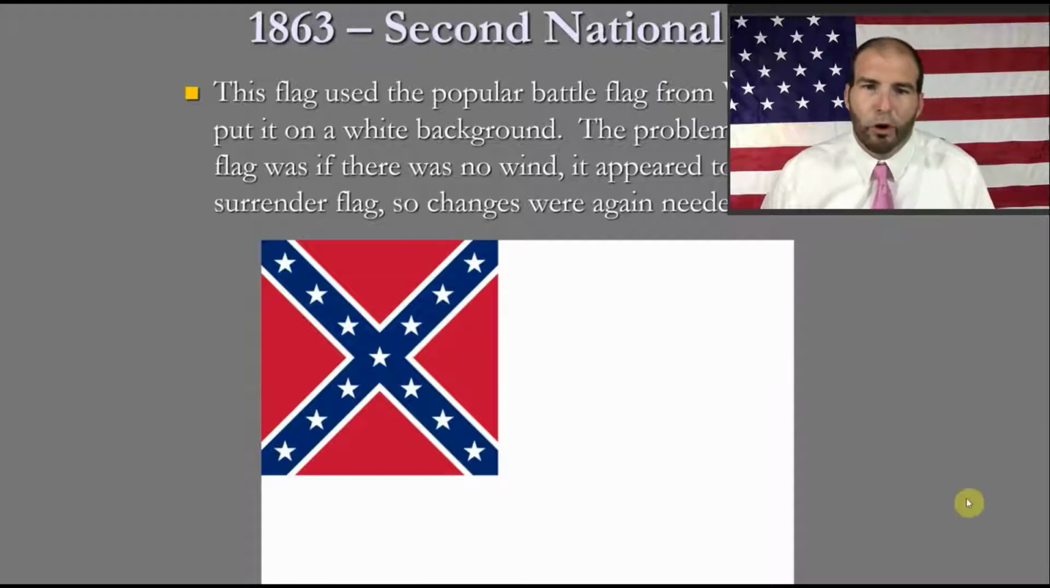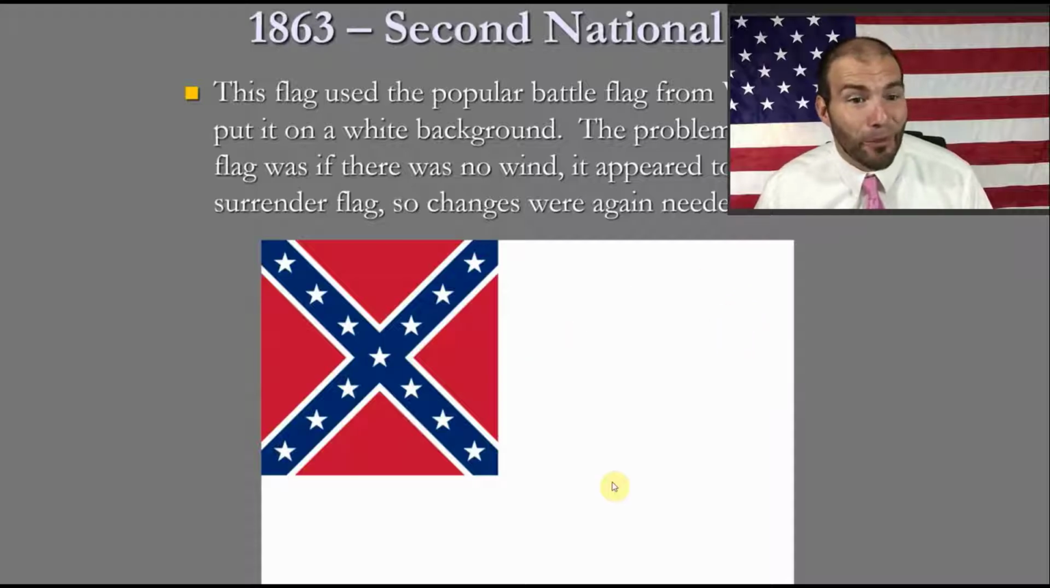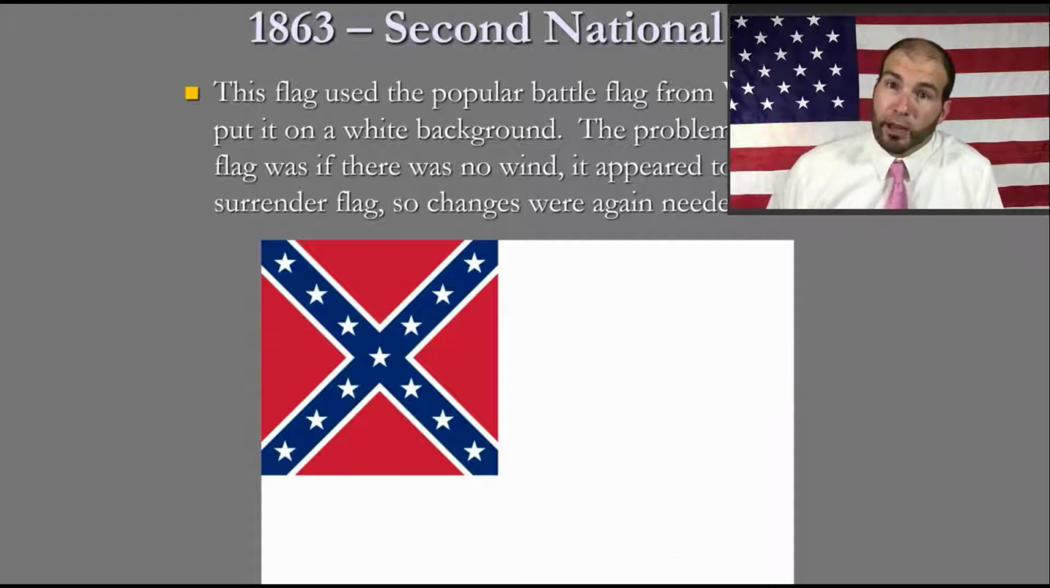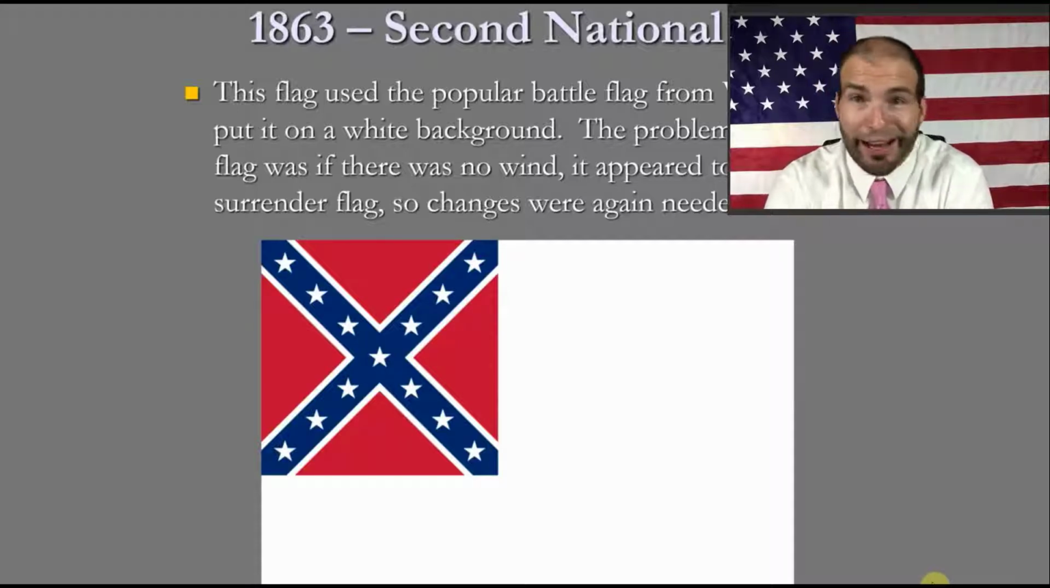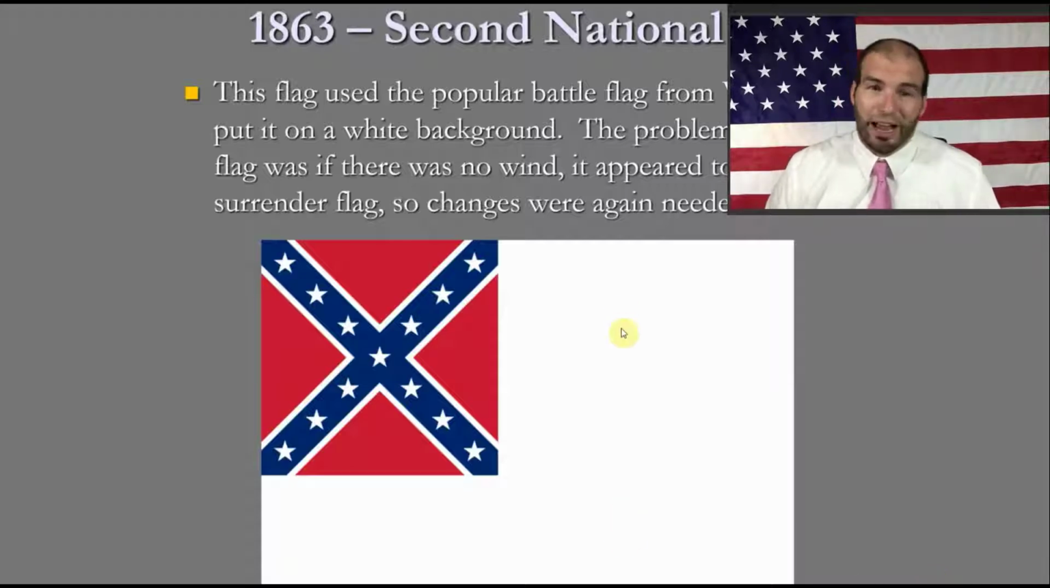So when they wanted to make a new national flag, it's not surprising that they decided to use that symbol so that you could see it from a distance on a white background to separate it from the battle flag. However, when you take a big old white flag and you're in war, what do people think you might be doing if you're waving it around? Surrendering.